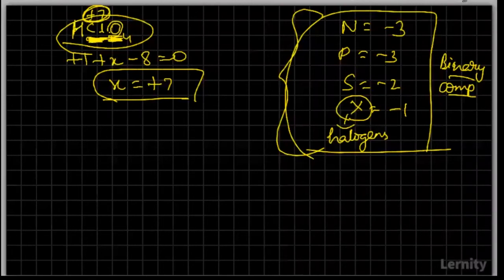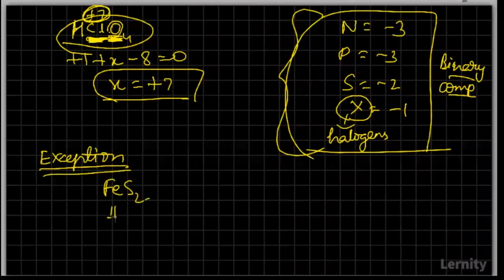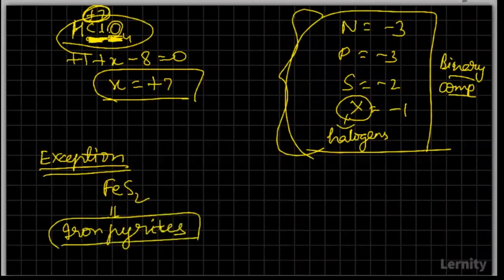Okay, moving ahead, we do have a few exceptions too. Exceptions: FeS2, which is known as iron pyrites. This is a binary compound. Can you tell me what the oxidation state of sulfur is in this?